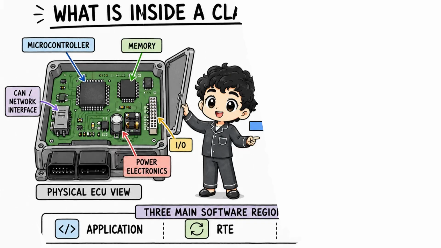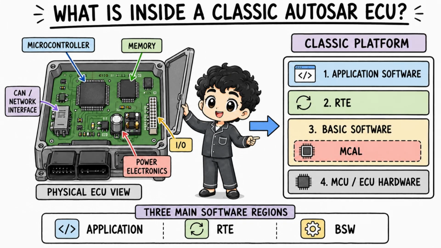Open an automotive ECU and you will find a microcontroller, memory, communication interfaces, power electronics, and many other hardware components. But if I ask an AUTOSAR engineer what is inside that ECU from a software architecture point of view, the answer looks completely different. At the highest level, the AUTOSAR Classic platform gives us three major software regions: application software, the Runtime Environment, or RTE, and basic software, or BSW.